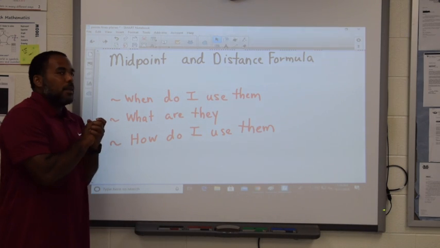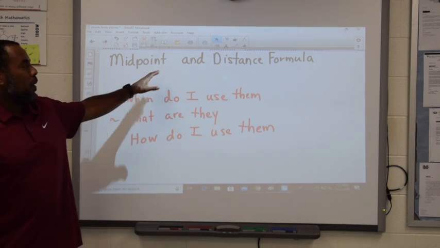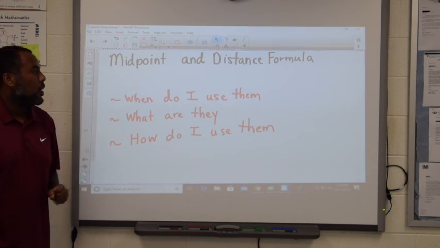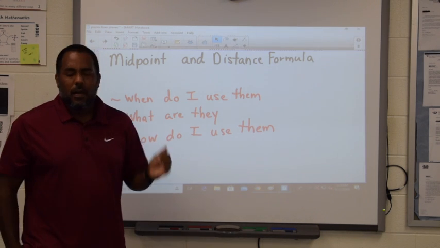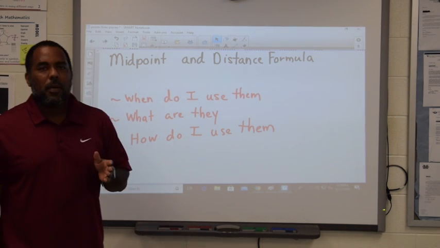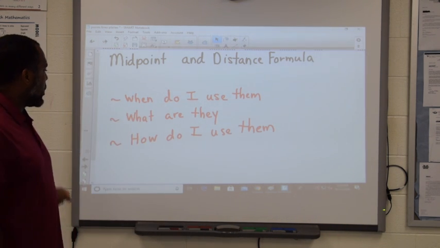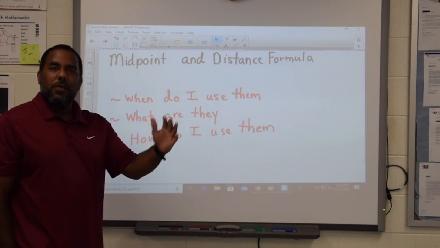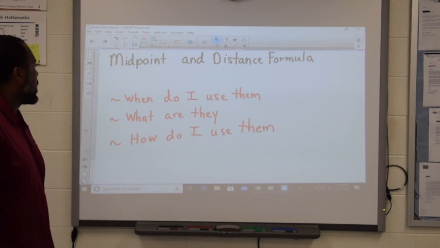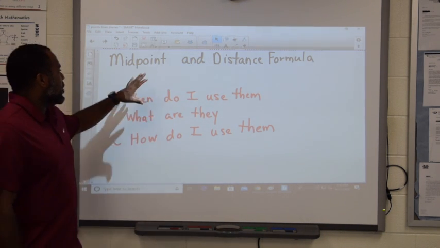Today we are going to look at the midpoint and the distance formula, a couple of different things that we want to be able to talk about. When do I use them? What are they? How do I use them? Questions like that. First off, we're going to look at just the midpoint.